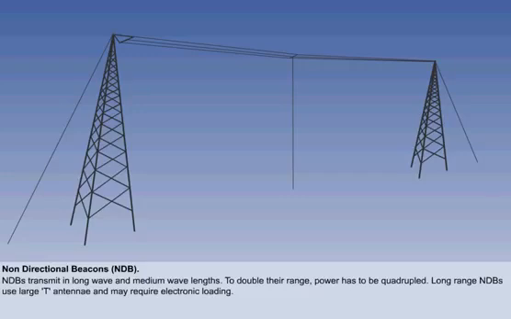The antennas used as NDBs for long-range transmissions are in the shape of a large T, about 25 meters high and 50 meters long. You will recall that masts are ideally half the size of the wavelength, but this is unrealistic for long-wave transmissions, so some electronic loading is necessary.